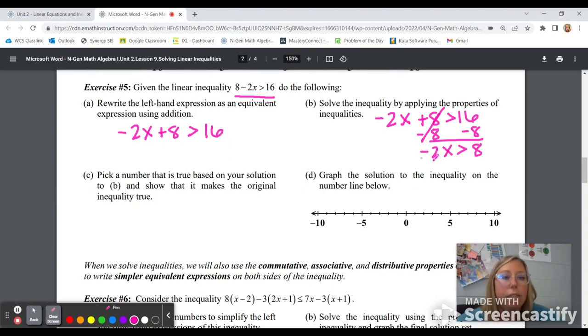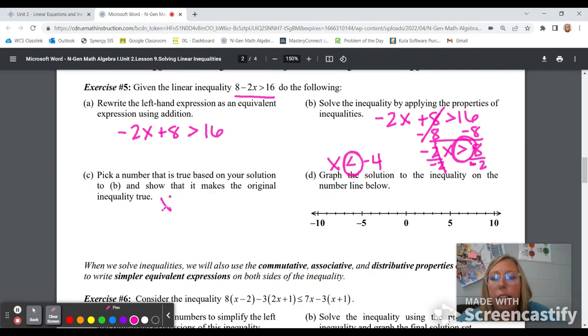So the next step is to divide by negative 2. Remember what we just saw on exercise 3, that when you divide by a negative, you have to switch this sign because it's not going to be true anymore when the negative comes into play. So your final answer is going to be x is less than negative 4. So just draw some attention to that: we switched the sign.